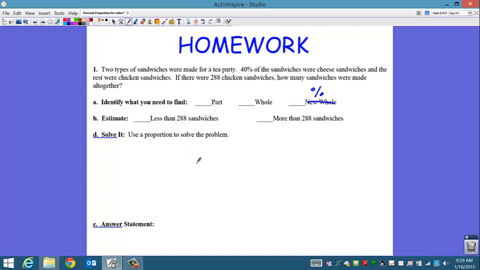Then you're going to set up your proportion, fill in your amounts, solve it, and write your answer statement. All steps and all work need to be shown in order to receive full credit. Okay, get started.